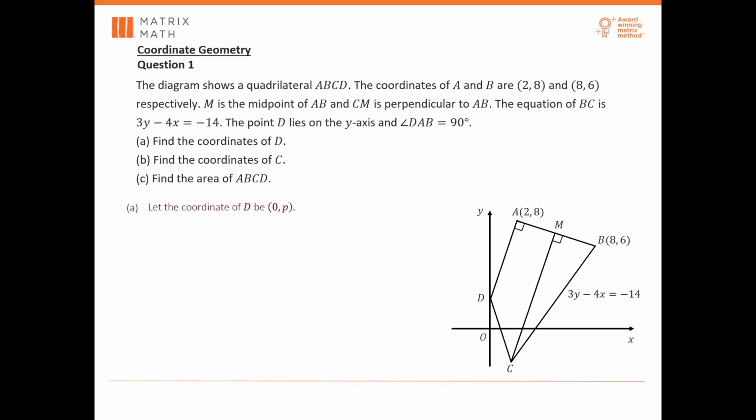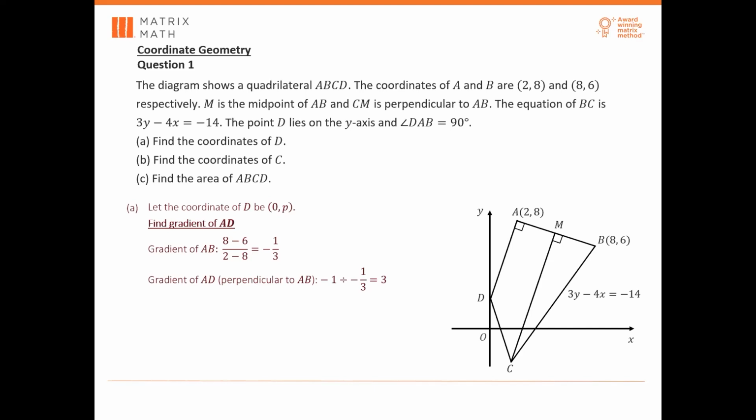Before that, you can let the coordinate of D be (0, P). The letter, I'll leave it up to you. You can choose any letter you want. So the gradient of AD. To find the gradient of AD, first you're going to find the gradient of AB. The gradient of AB is -1/3. So -1/3 times the gradient of AD should give you -1. So the gradient of AD will therefore be 3.